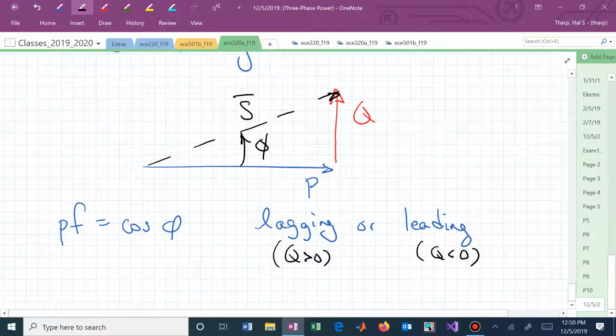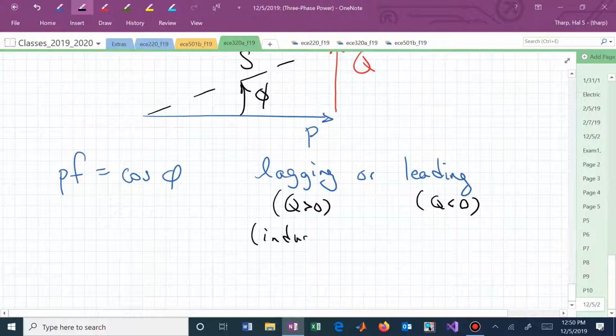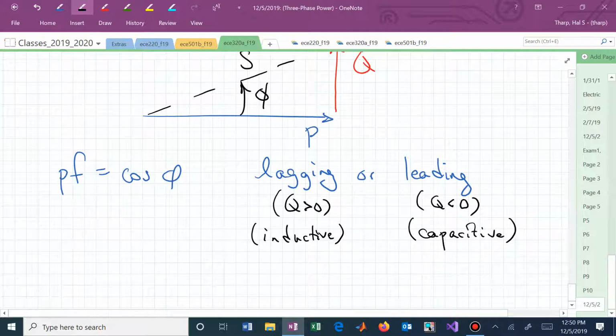I've sketched the power triangle for a lagging or an inductive type load, and I haven't sketched a more capacitive type load. But now that we have complex power, this is for one phase, we could now say, oh, I can use that to determine my total complex power in a three-phase system, especially if it is balanced.